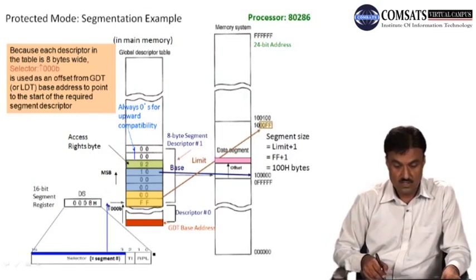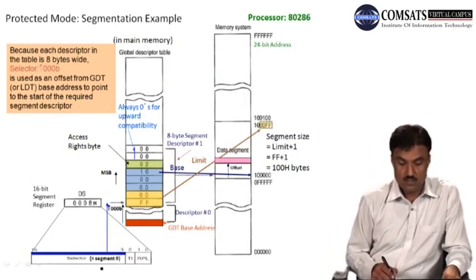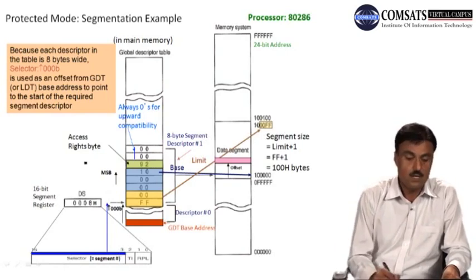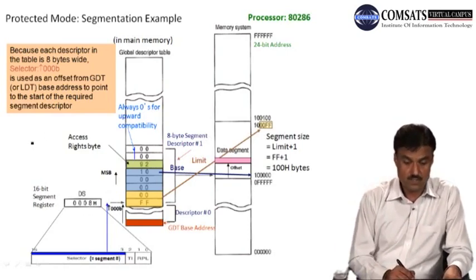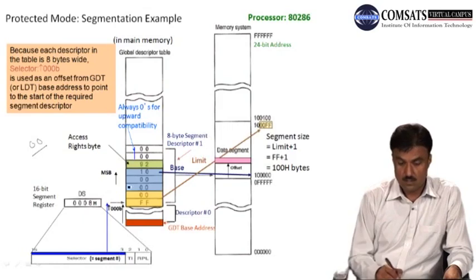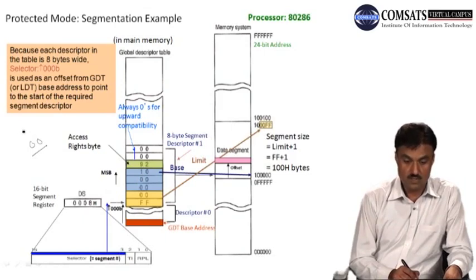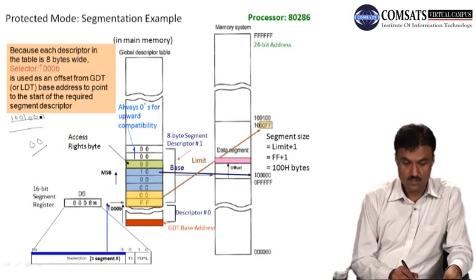And the privileges here, you can see the requested privilege values are 00, and the selector was equal to 1, so descriptor number 1 was selected. Now the privileges requested are 00 here, and the access rights byte was 92. So 92 is the access rights byte. If we represent 9, it will be 1001, and 2 is equal to 0010.